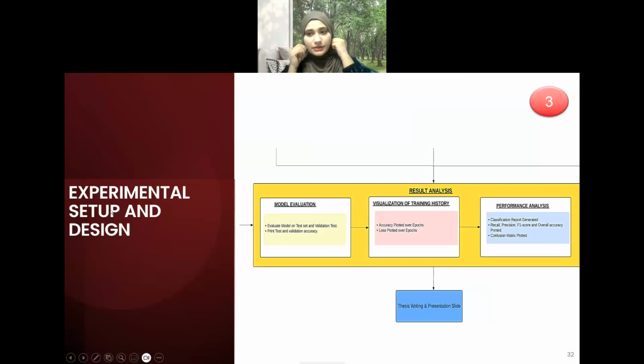Then after we run our model architecture, we will do the result analysis. We will have a test set and validation test, where we will be plotting accuracy over epoch and loss over epoch. We have 20 epochs to run for each of them. Then we will have a classification report and confusion matrix plotted. After getting all those result analyses, we will be doing the thesis writing and presenting, as I'm doing now.